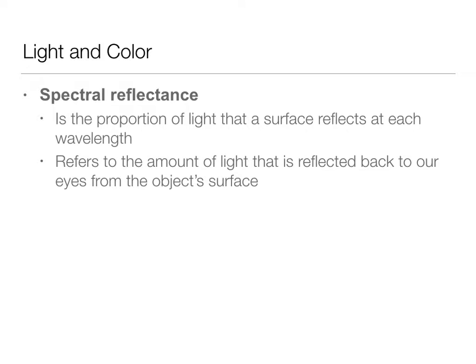So again, what we're seeing as color is that reflectance of that particular part of the spectrum back at us. A spectral reflectance is the proportion of light that reflects off a surface at that particular wavelength. It sounds big and scary, but it's talking about what part of the spectrum is being reflected back, the amount of light that's being reflected back to our eyes from the object.